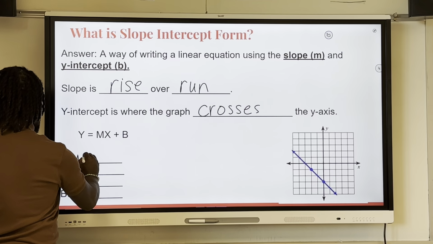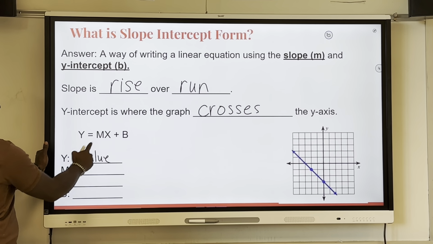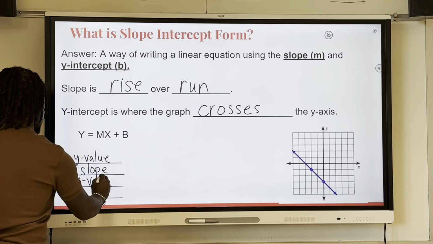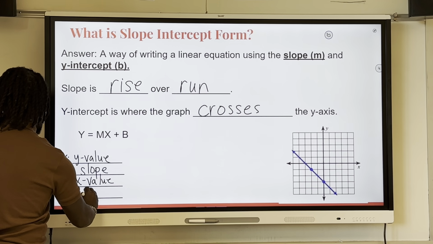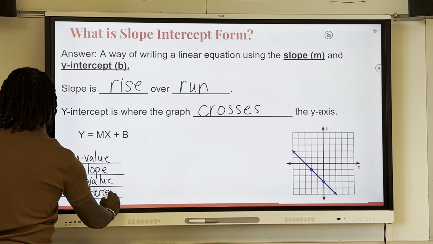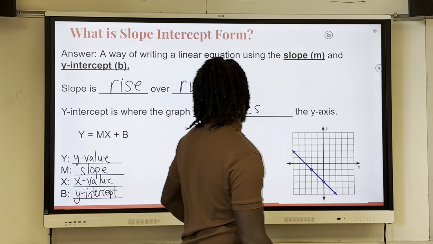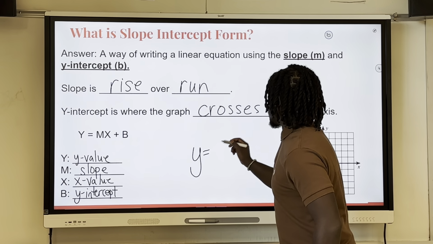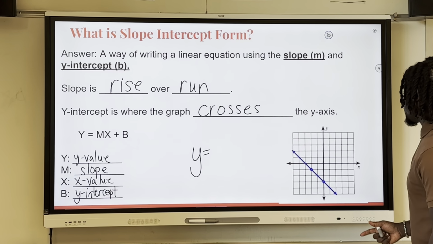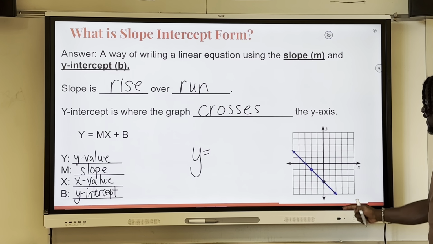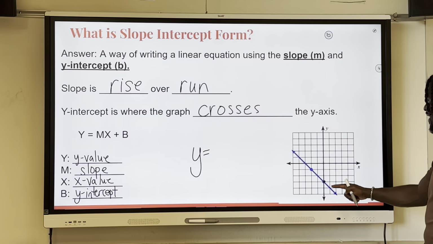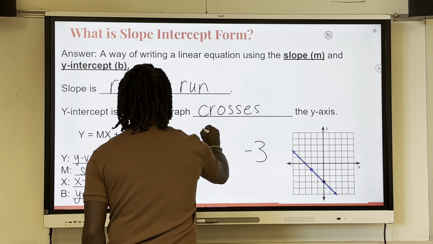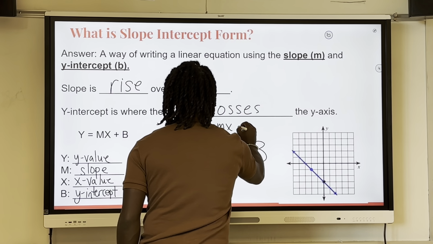The y is the y value. The m is the slope. The x is the x value. And then the b is the y-intercept, again, where it crosses the y-axis, okay? And so I have this graph over here, and I'm just going to write it in slope-intercept form. y equals mx plus b. Well, the y-intercept, where it crosses the y-axis, is at -3. So my b is going to be -3. That's my b. y equals mx, again, plus b.